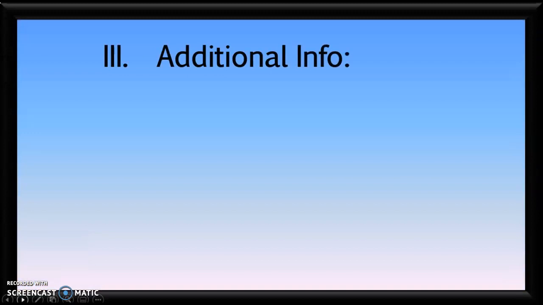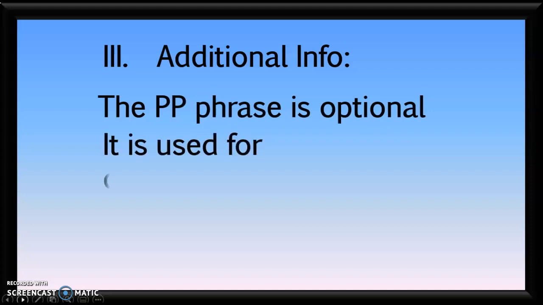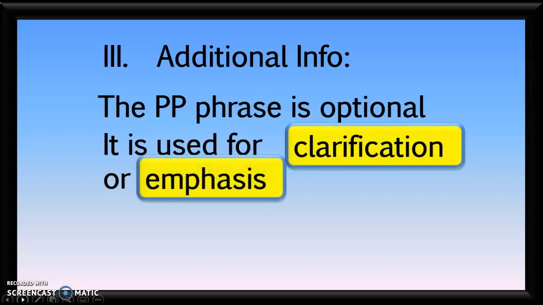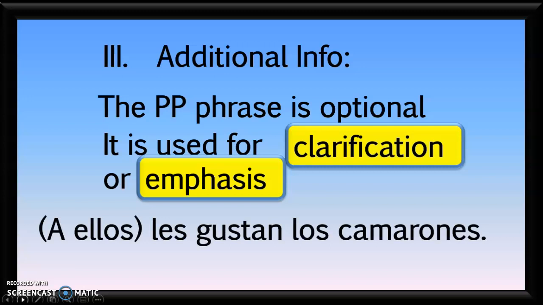Here's a little bit of additional information. The prepositional phrase is optional. It's used for emphasis or clarification. Okay, so you don't always have to use it. So that part that is a ellos in parentheses could be left off, and you could just say les gustan los camarones.